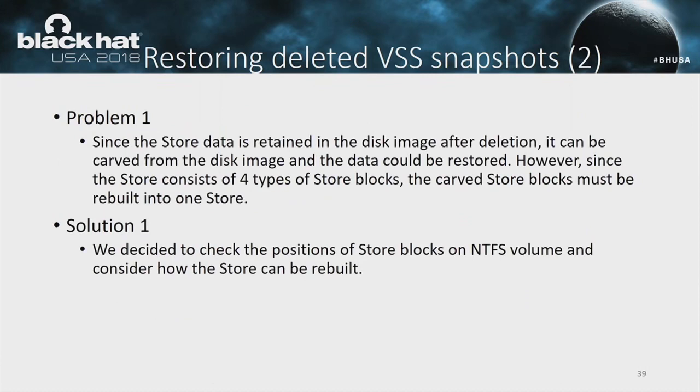So, problem 1. Since the store data is retained in the disk image after deletion, it can be carved from the disk image and the data could be restored. However, since the store consists of 4 types of store blocks, the carved store blocks must be rebuilt into one store. So, our solution to problem 1: we decided to check the positions of store blocks on NTFS volume and consider how the store can be rebuilt.